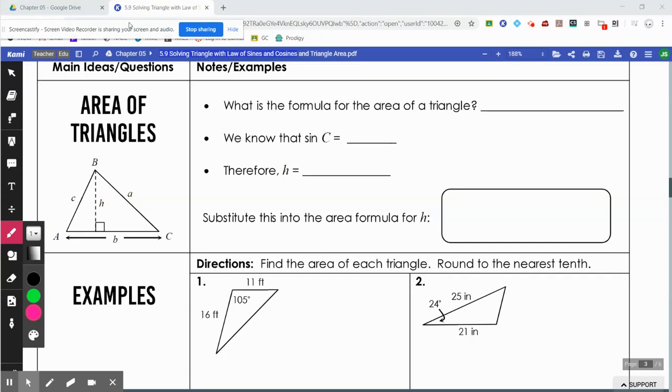In our next video here, we're going to find the area of some triangles by using a new formula. What is the formula for the area of a triangle? Now, our normal formula from geometry would be area is equal to 1/2 times base times height.